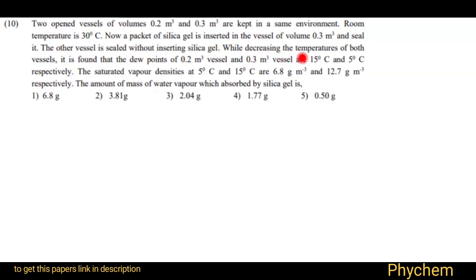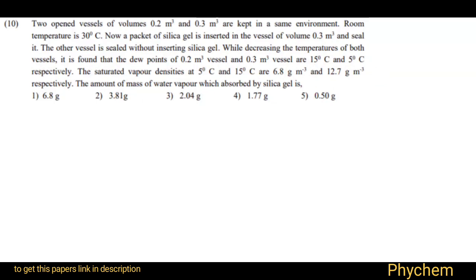While decreasing the temperature of both vessels, it is found that the new dew points of the 0.2 meter cube vessel and the 0.3 meter cube vessel are 15 degrees Celsius and 5 degrees Celsius respectively. The saturated vapor densities at 5 degrees Celsius and 15 degrees Celsius are 6.8 gram meter minus 3 and 12.7 gram meter cube respectively. Find the mass of water vapor absorbed by the silica gel.